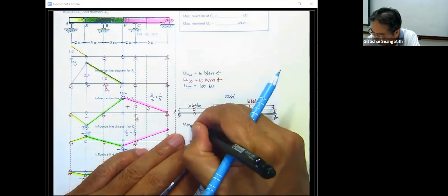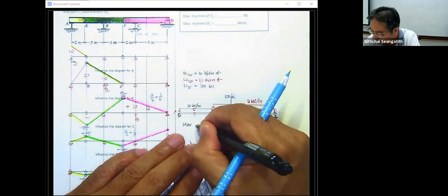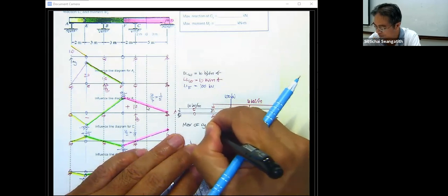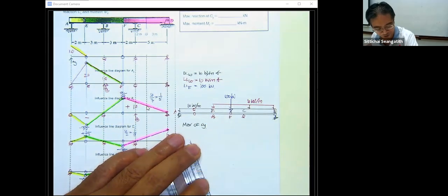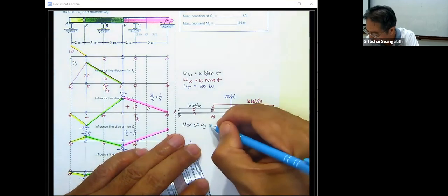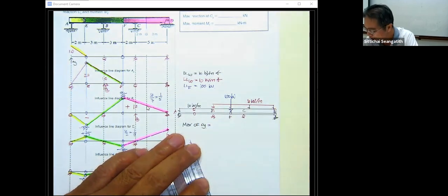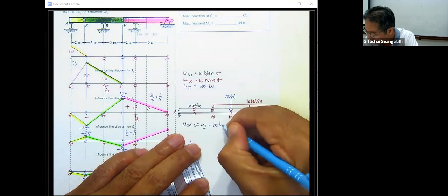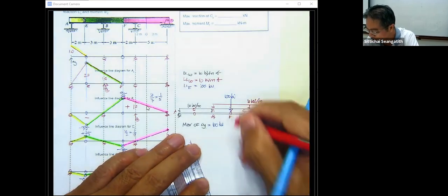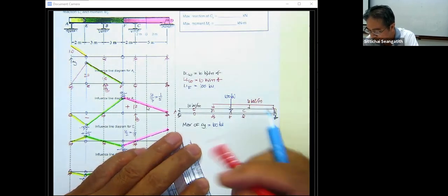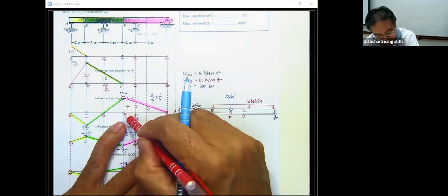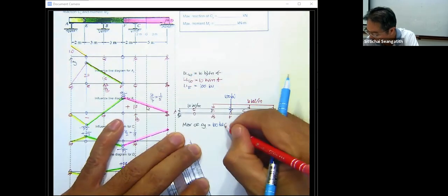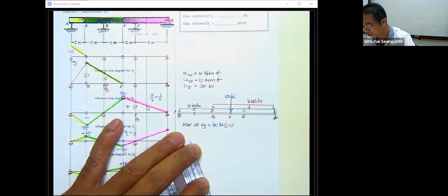And then we will have the maximum of C sub y. Okay, we compute the maximum of C sub y. Okay, we have 100 kilonewton. That is the point load. The 100 kilonewton is going to be times this one, times 7.5, times 1.4.